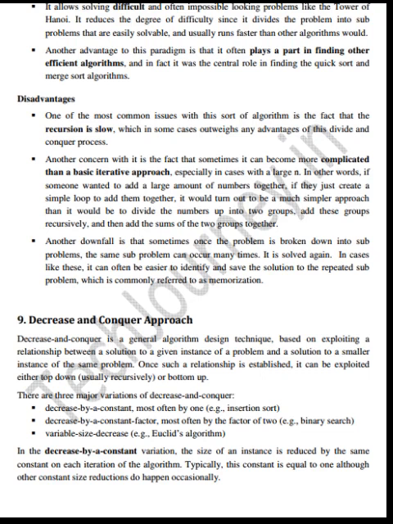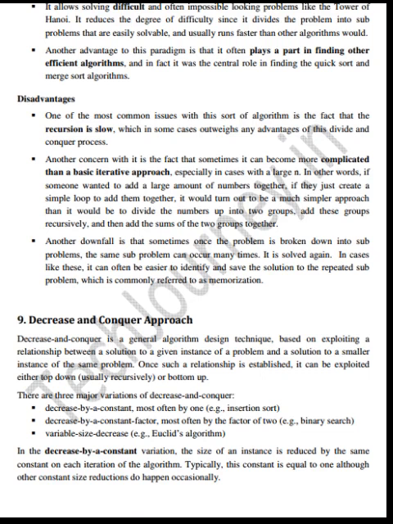Now let us see the decrease and conquer approach. Decrease and conquer is a general algorithm design technique based on exploiting a relationship between a solution to a given instance of the problem and a solution to a smaller instance of the same problem. Once such a relationship is established, it can be exploited either top down, usually recursively, or bottom up. There are three major variations of decrease and conquer.